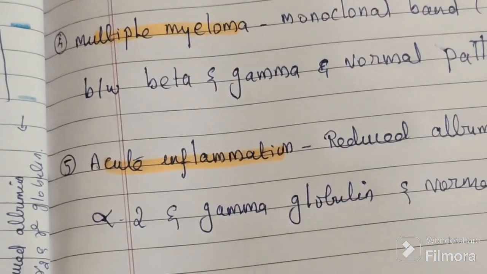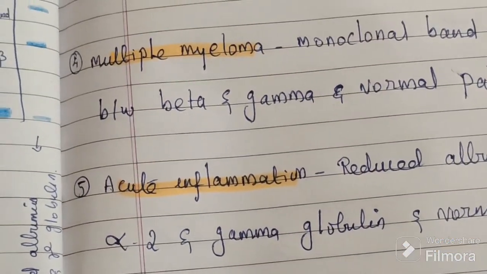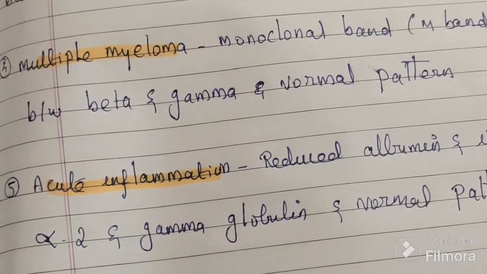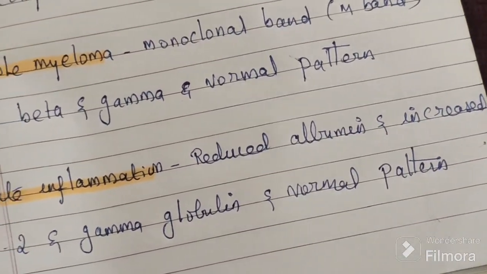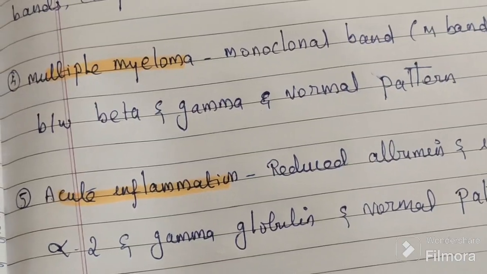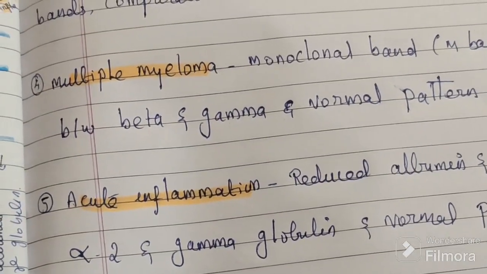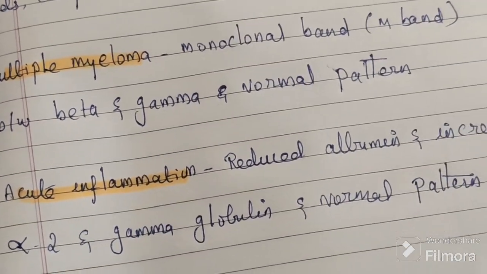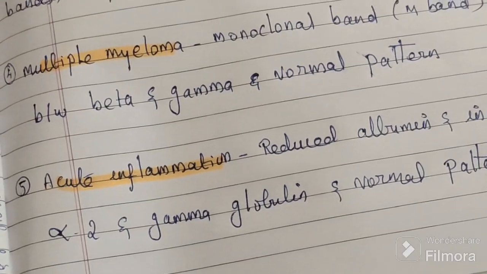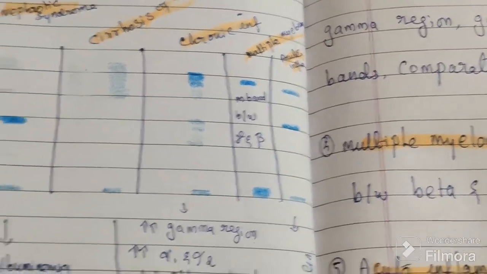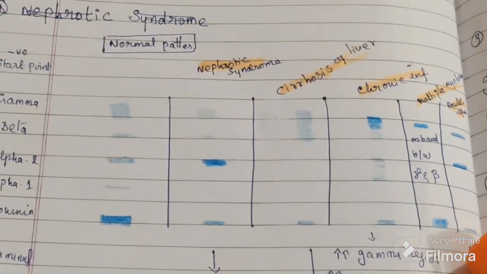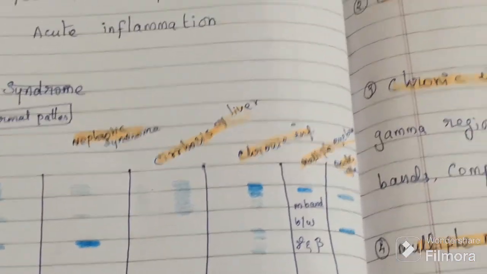Last one is acute inflammation. In inflammation, albumin is reduced and alpha 1, alpha 2 and gamma globulin increase. So here albumin is reduced, alpha 2 is increased, and this albumin level is decreasing.